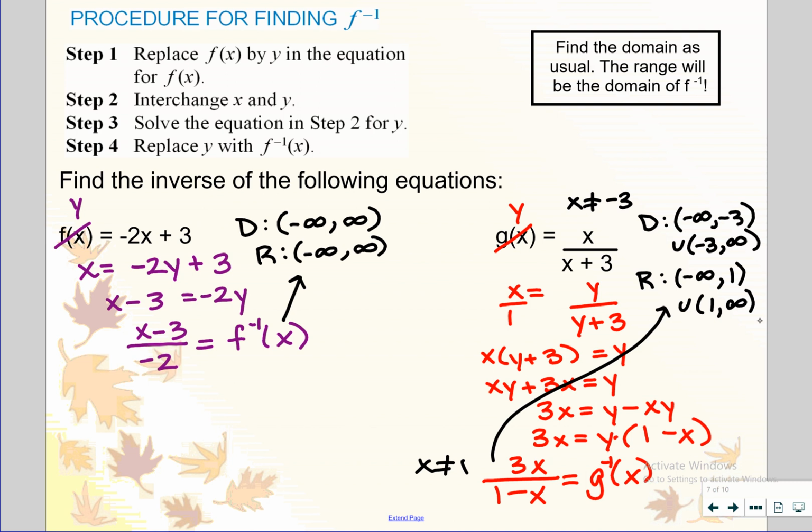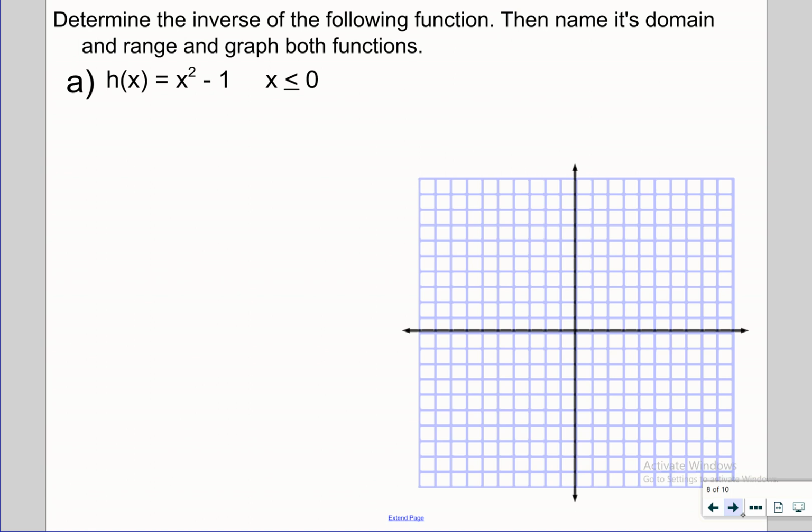Okay. All right. So last two problems, we're going to do this one together, and then the last one you guys are going to try on your own. This is just kind of putting all the pieces together now, nothing new. Okay. So we are going to calculate the inverse. We're going to make a sketch of it just so we can see it. And then we're going to name the domain and the range also. I'm going to do the graph first of the original function.